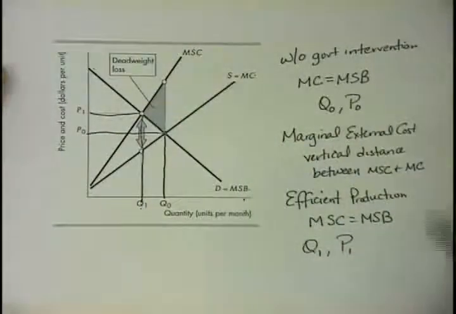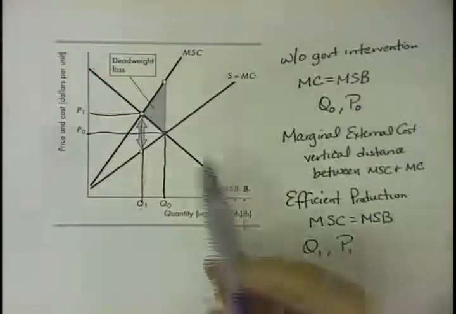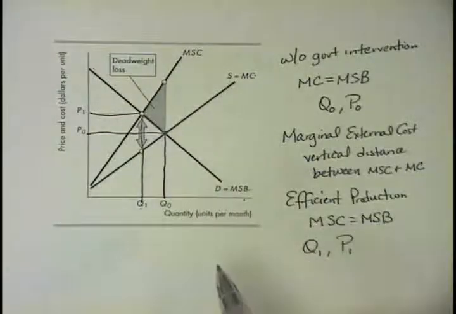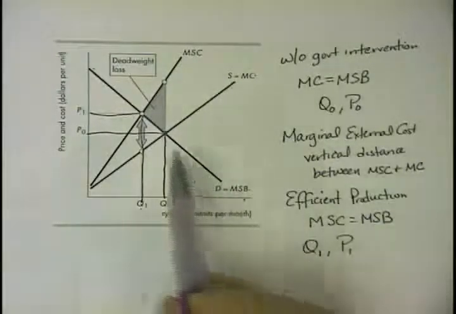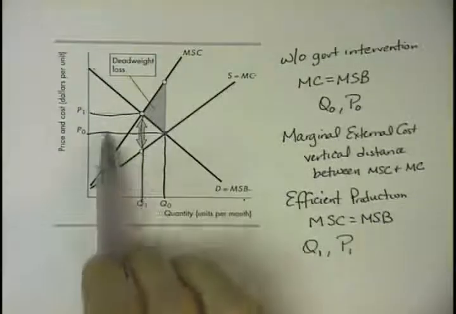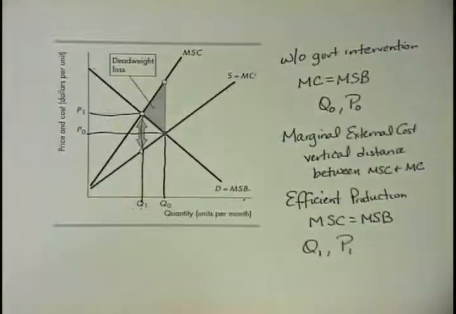So when the firm is forced to pay these marginal external costs, then we're going to see that they're going to produce less and the price is going to be higher. The efficient price is P1 and the efficient quantity is Q1.